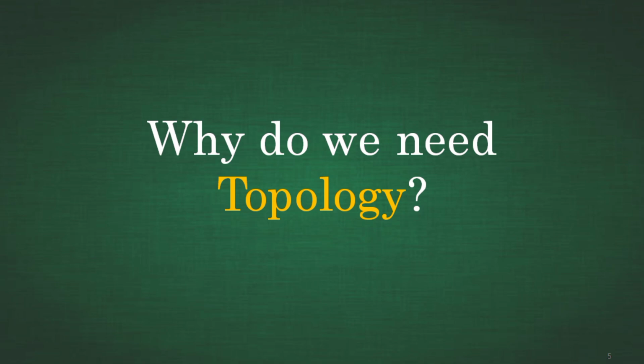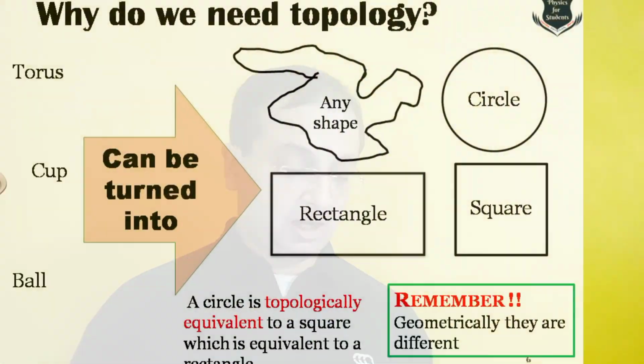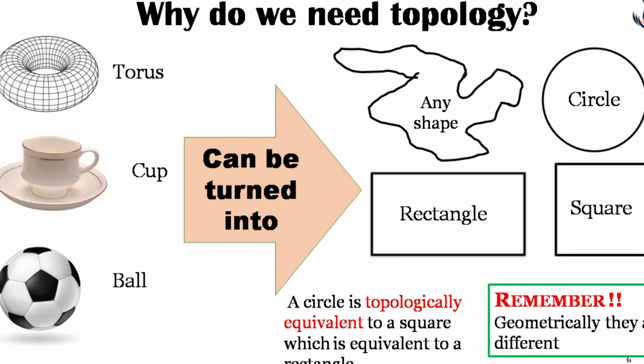Okay, now what I would like to tell you is that the need for topology arises with the changing human demand. So everything changed, the technology changed, and the mathematical abstraction rules also changed. Right on your screen, you will see a torus or a cup and a ball. As we have seen, they can be changed into any shape like circle, rectangle, square and anything. So a circle, as I told you, is topologically similar to a square, which is equivalent to a rectangle. Now here comes the question: why do we need topology?